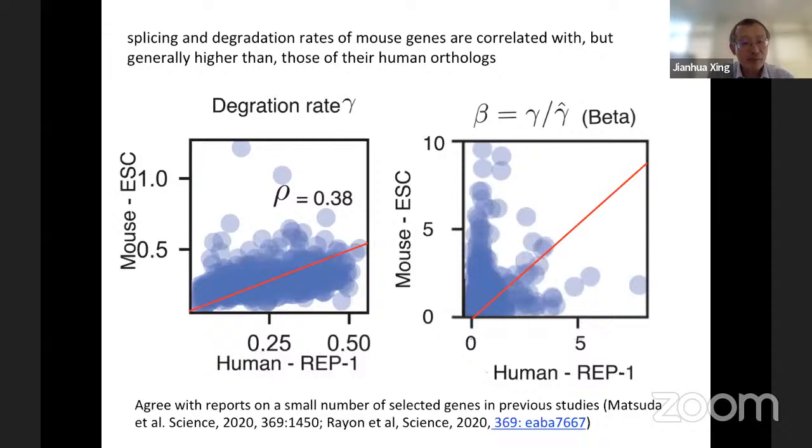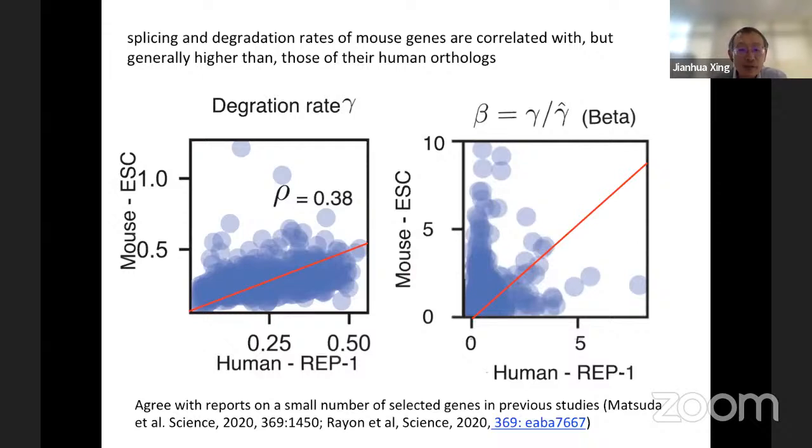Here's one example. We analyzed the data for two cell types: one is the mouse embryonic stem cell, the other is the human RPE1 cells. We look at a set of genes, the mouse genes and also their human orthologs. And consistently, you can see this is the degradation rate, and this is the splicing rate. Consistently, the mouse genes have faster dynamics than the human genes, which is not surprising. We know, right? Because mice have a shorter lifespan, and we do expect them to have faster dynamics.